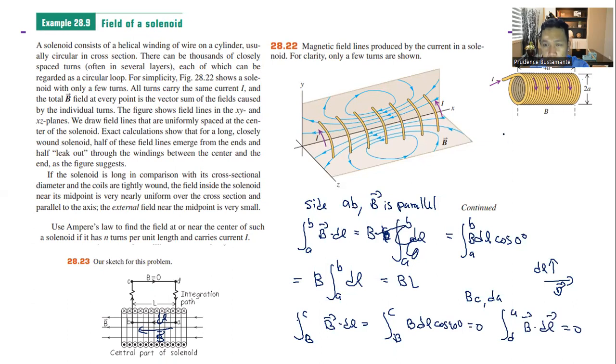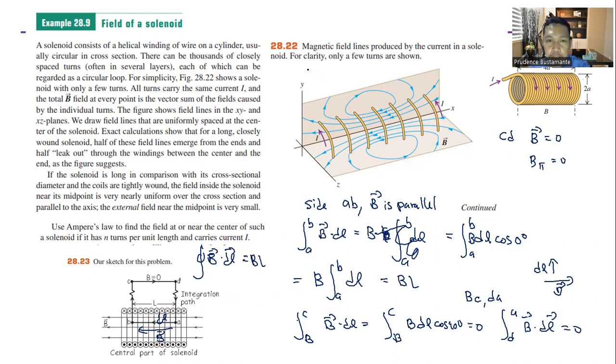So along CD also, we know that the magnetic field is equal to 0. So B is equal to 0. So around the closed path, the integral of B dot dl is just equal to BL because the rest is 0.